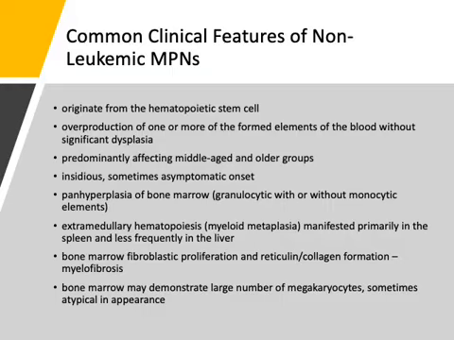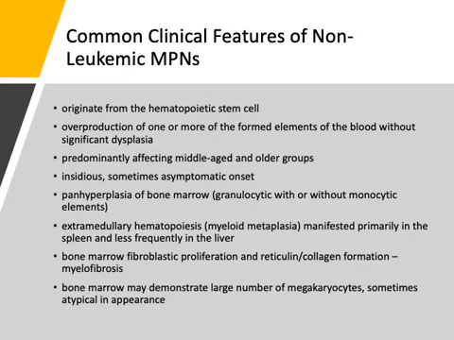They also share common features, which include that they originate from the hematopoietic stem cells. There is overproduction of one or more of the formed elements of the blood without significant dysplasia. They predominantly affect the middle-aged and older age group. The onset is insidious, sometimes asymptomatic. The bone marrow is characterized by panhyperplasia, granulocytic, with or without monocytic elements.